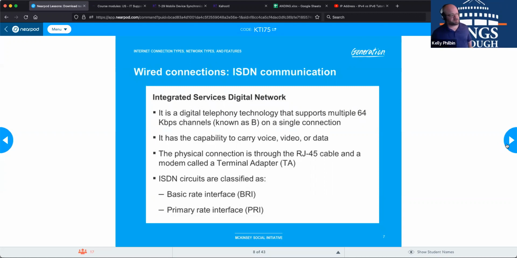And they had 2 types of circuits. They had a basic rate interface, or BRI, or a primary rate interface, PRI.